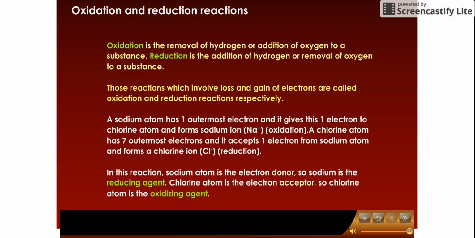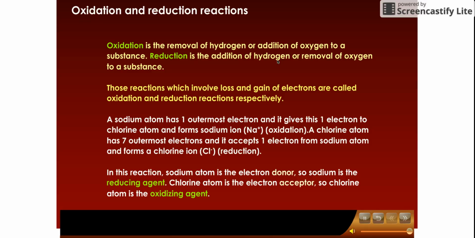A sodium atom has one outermost electron and it gives this one electron to a chlorine atom and forms sodium ion, Na+, by oxidation. A chlorine atom has 7 outermost electrons and it accepts one electron from the sodium atom and forms a chloride ion, Cl-, by reduction.